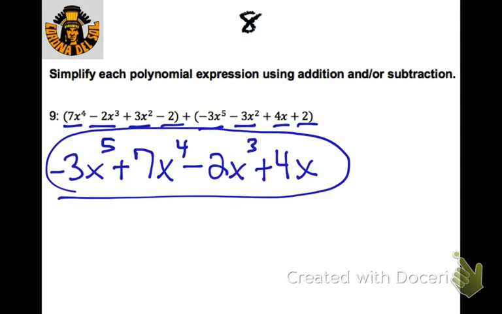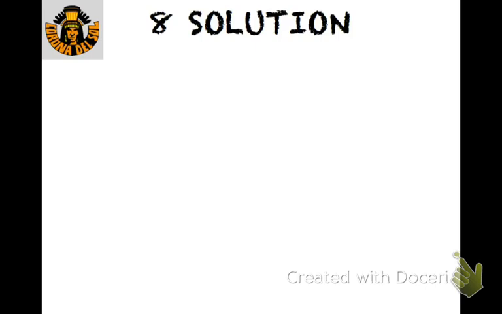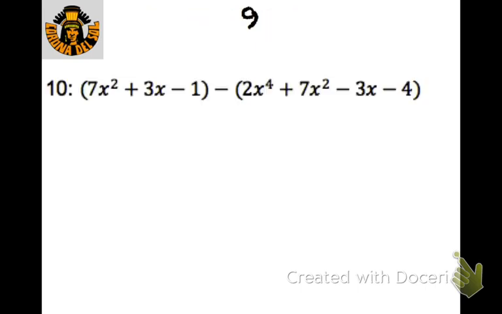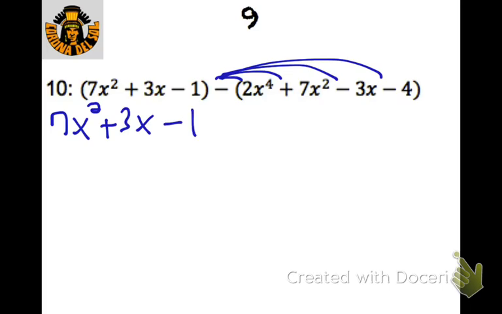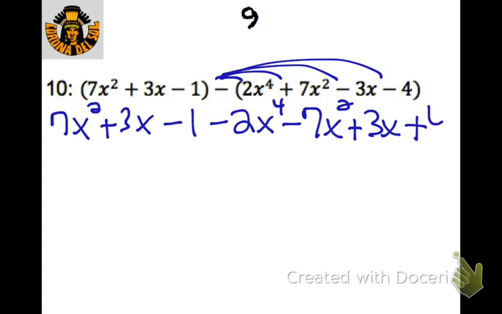Make sure that's good. All right, so next one, we've got to make sure that we distribute the negative sign. So that would distribute to everything to the right of the negative sign. So I usually write this one out. So 7x squared plus 3x minus 1 minus 2x to the 4th minus 7x squared. Then this would be plus 3x and then plus 4.